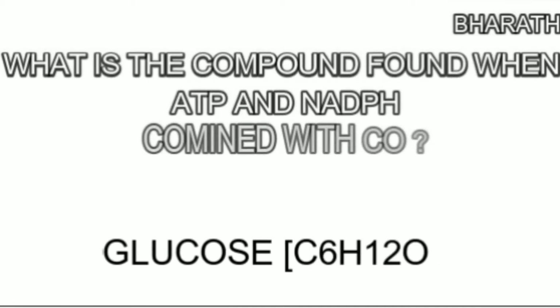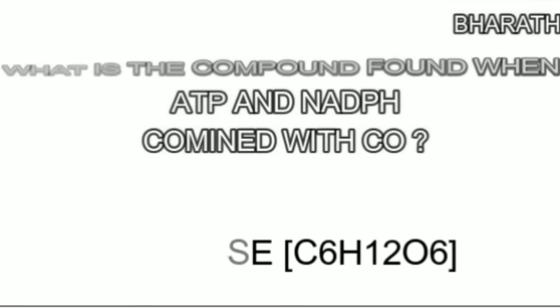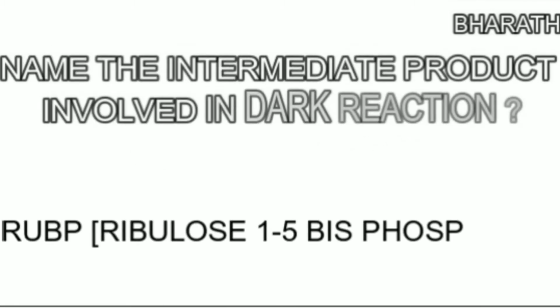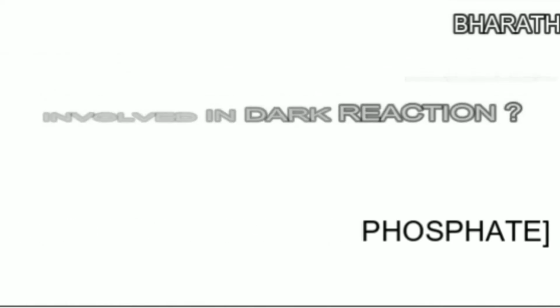What is the compound formed when ATP and NADPH combine with CO2? Glucose, that is C6H12O6. Name the intermediate product involved in the dark reaction. RuBP, ribulose 1,5 bisphosphate.